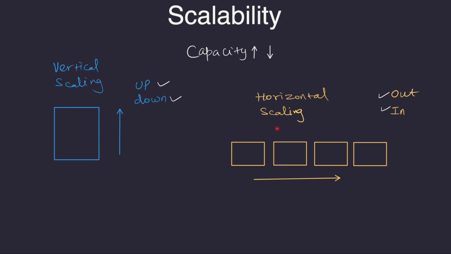On the other hand, the problem with horizontal scaling is that because you are adding multiple nodes, you need an additional layer like a load balancer to distribute traffic among these nodes. And in some cases, you may also need some mechanism to enable communication and coordination among these nodes. So that is going to increase the complexity of your system.